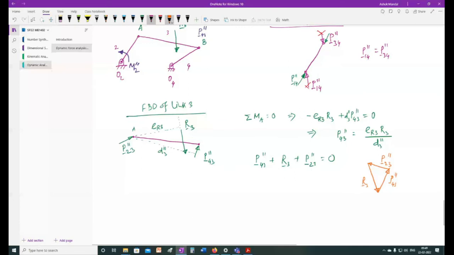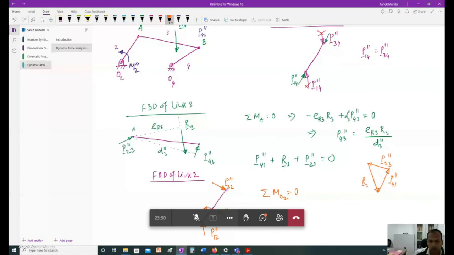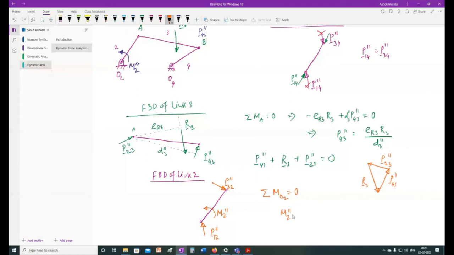We are writing it P1. Again, the moment of force equals zero. This equilibrium equation would give you M22 minus, according to this drawing, suppose the perpendicular distance, we'll call it d2, so this is d2 into P32 equals 0, and we have M22 equals d2 P32. Okay, fine.